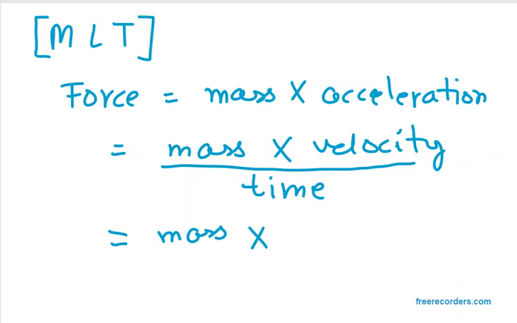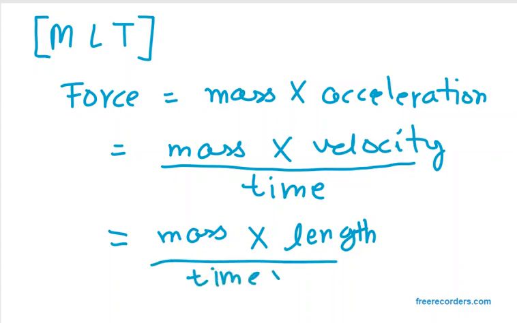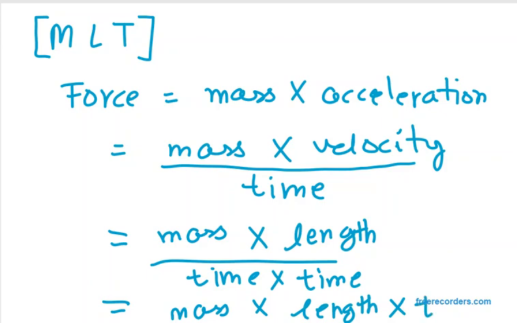And you all know that velocity is written as meter per second. So I can write velocity in terms of length and time. So velocity is length over time. So we have 2 time here and we have 1 mass here. So this equation can be written as mass into length into time square, time raised to power minus 2, because we have to take time in the denominator.